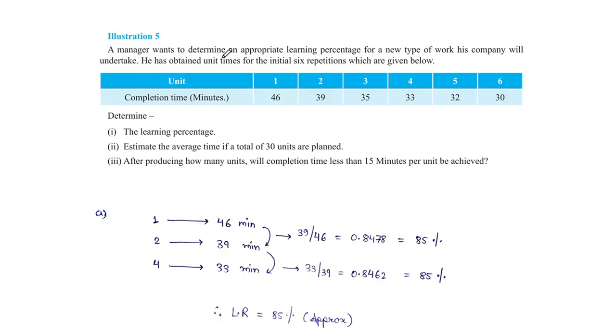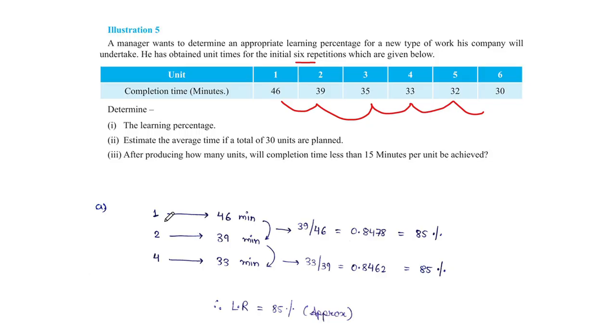A manager wants to determine an appropriate learning percentage for a new type of work his company will undertake. He has obtained unit times for the initial 6 repetitions which are given below. So we are given here the total 6 repetitions data. Suppose first unit has taken 46 minutes. In the same manner, data is given up to 6 units. Determine the learning percentage. So in the given data, we need to find the learning percentage.